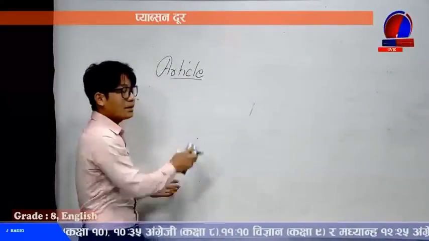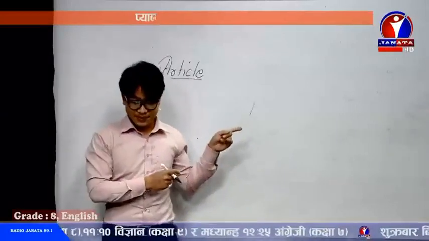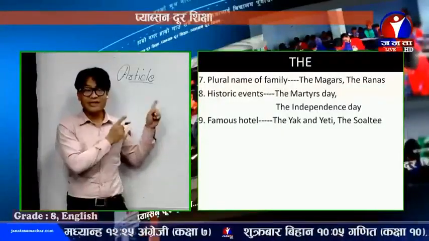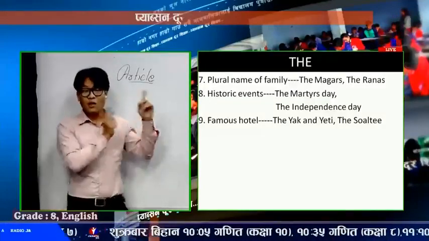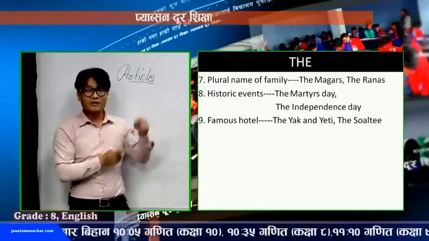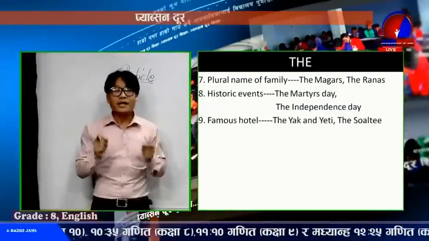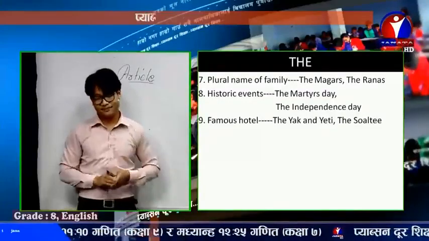But when there is a famous hotel, for example, you can see here, the Yak and Yeti. This is an internationally famous hotel. The Yak and Yeti, the Soaltee Hotel, the Everest Hotel. So when there is a name of a famous hotel, then we should use the article.